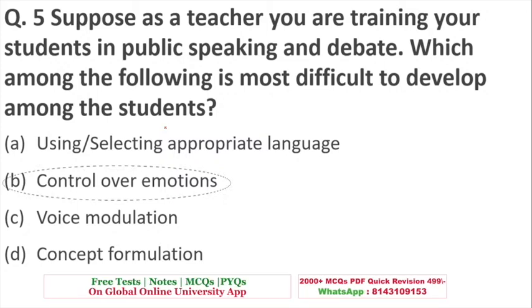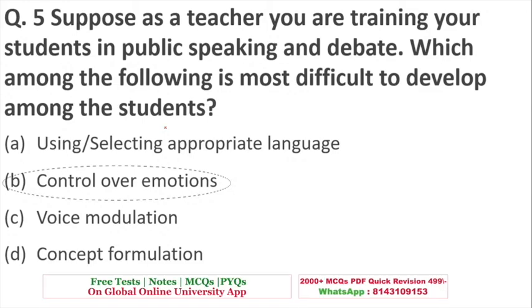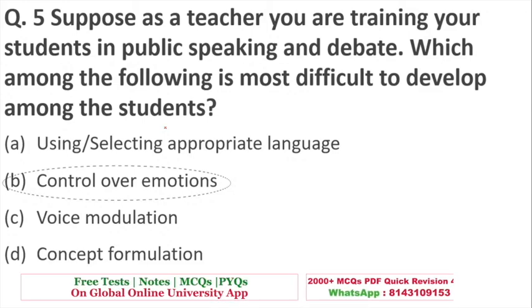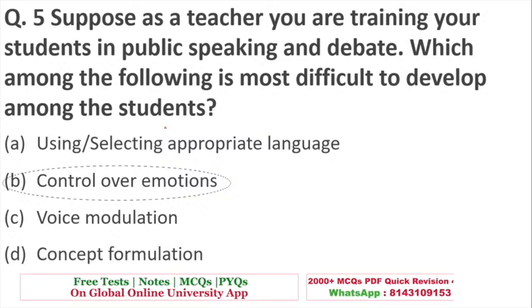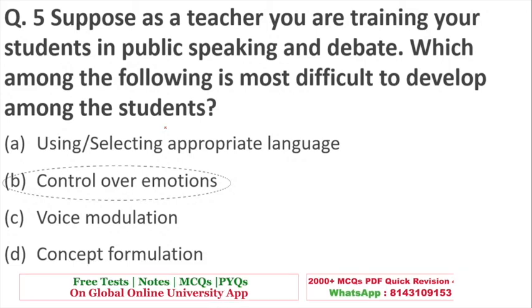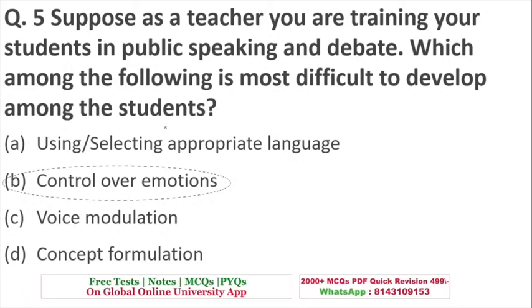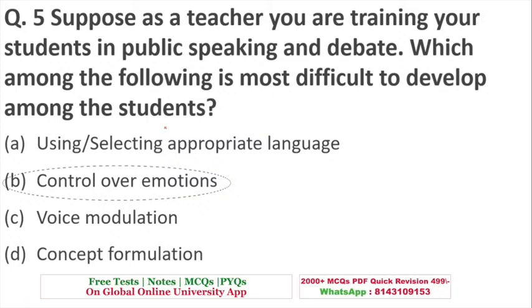Control over emotions is the most difficult to develop, because there are so many emotions when you are speaking in public and debate. You might get angry sometimes, if the other party is not agreeing to what you are saying. You can get angry, you can get nervous. So control over emotions is very difficult to develop.